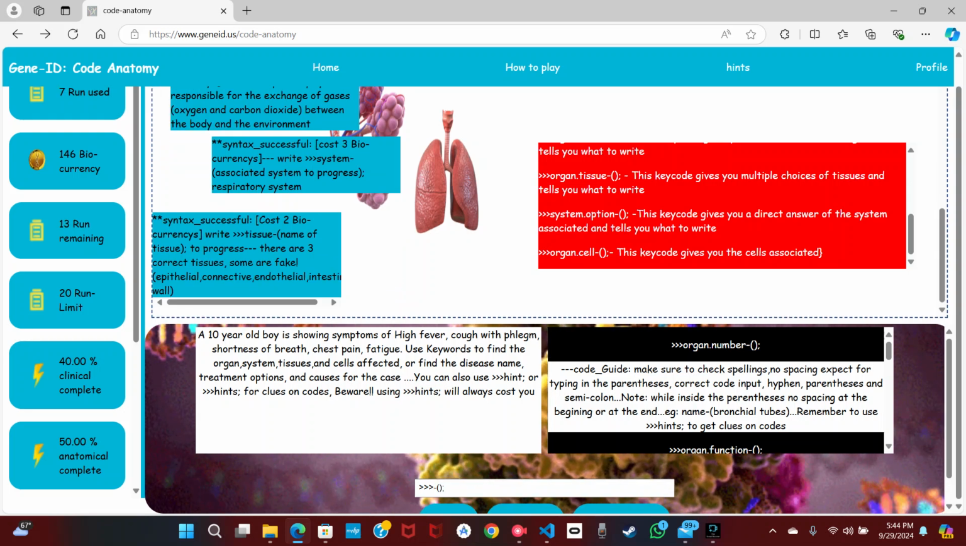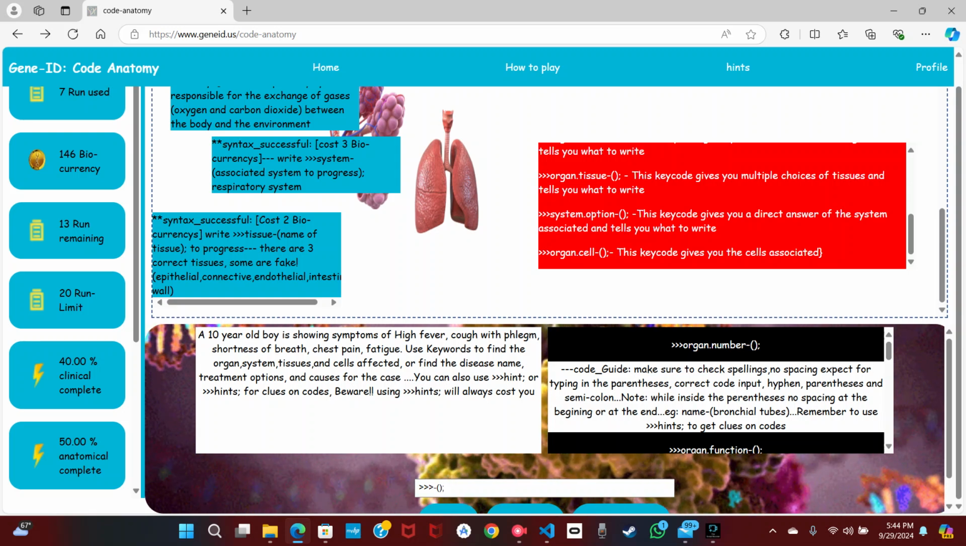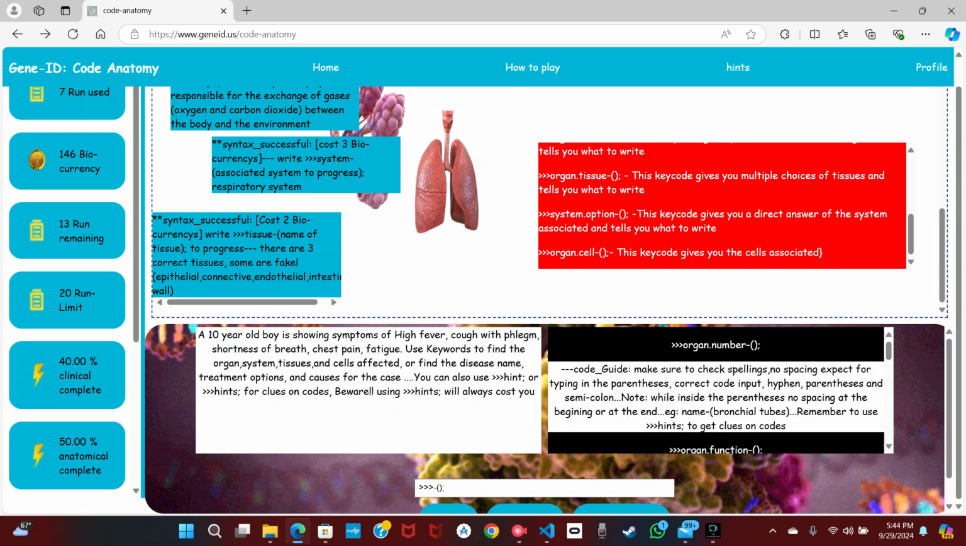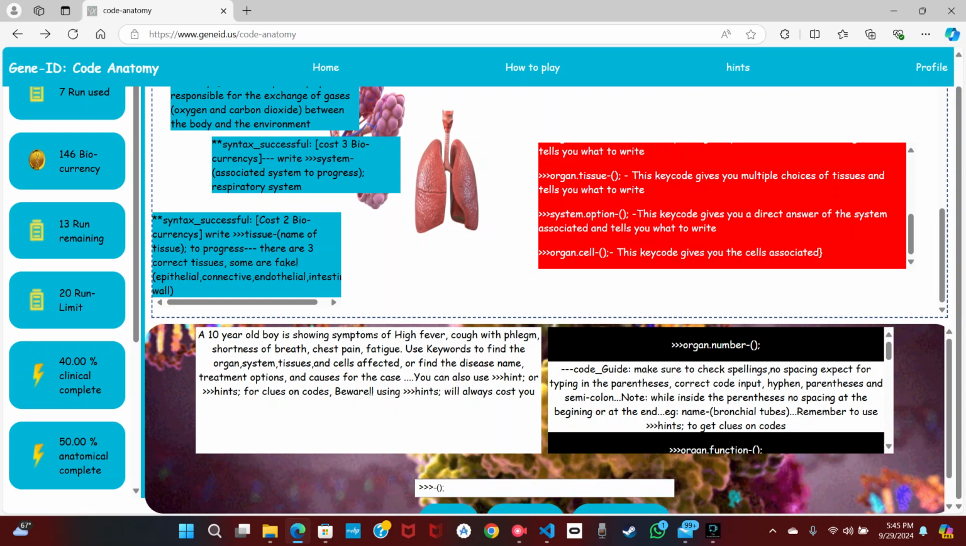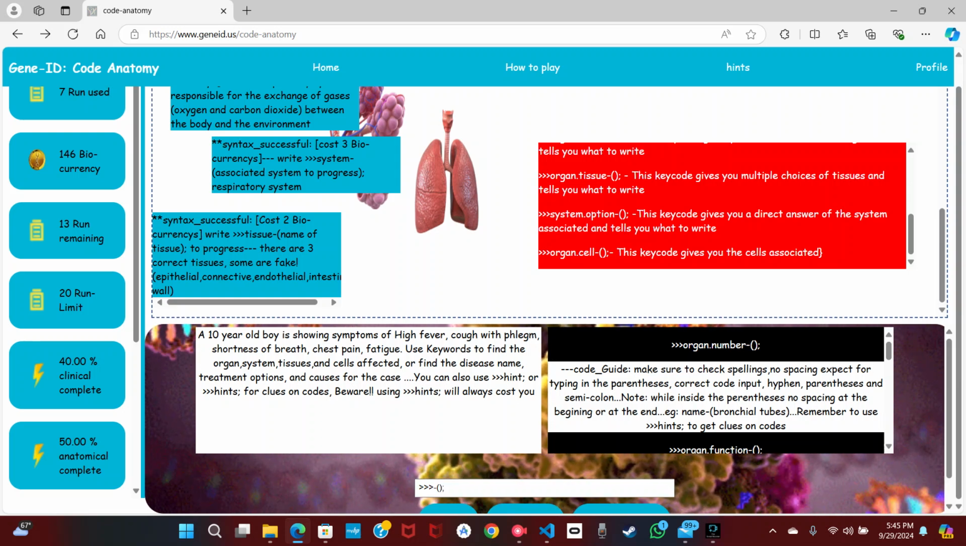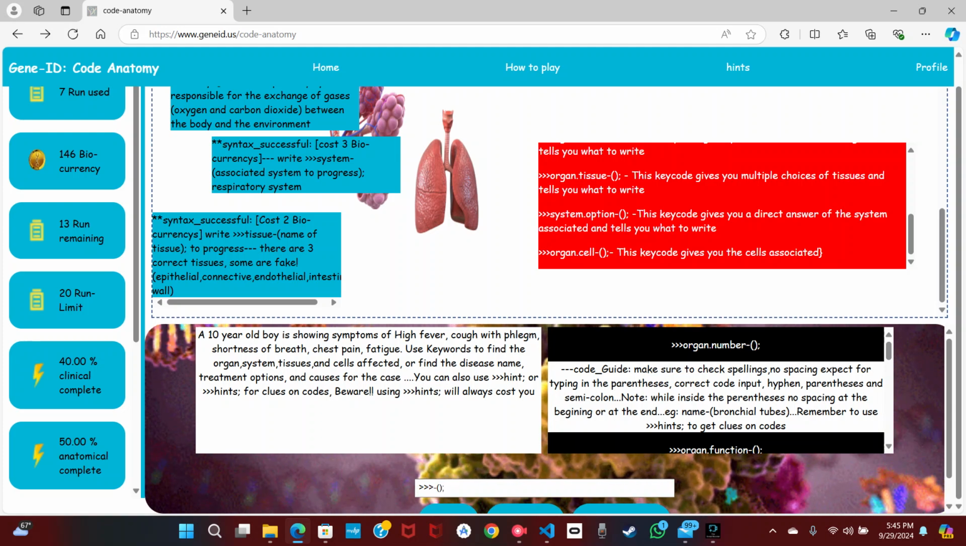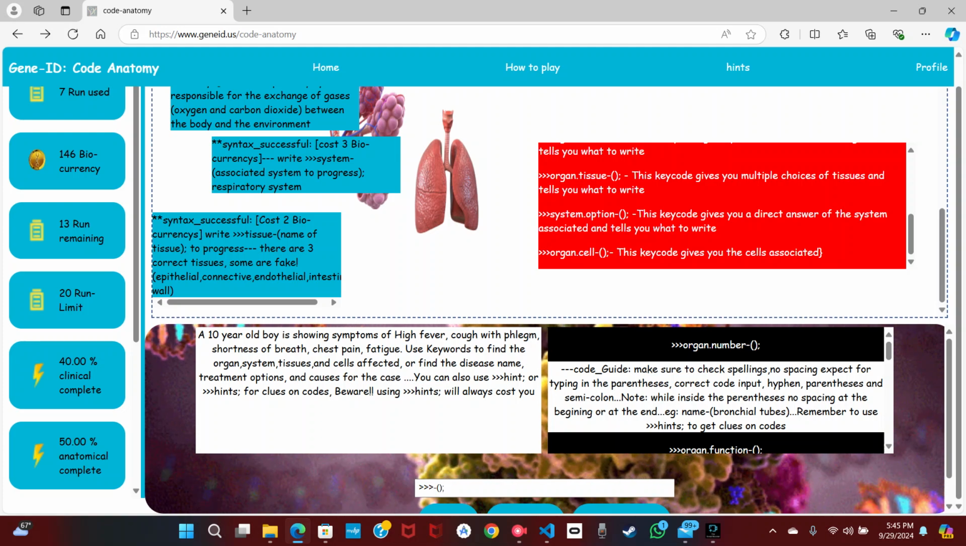And you go down. And as you can see here, it's telling me what to write. Remember the way we write organ system is giving me something similar. It's saying, you know, tissue. But what could it be? And it's also telling me something here. There are three correct tissues. Some are fake. Interesting. So now it says there are three correct ones, but some are fake.